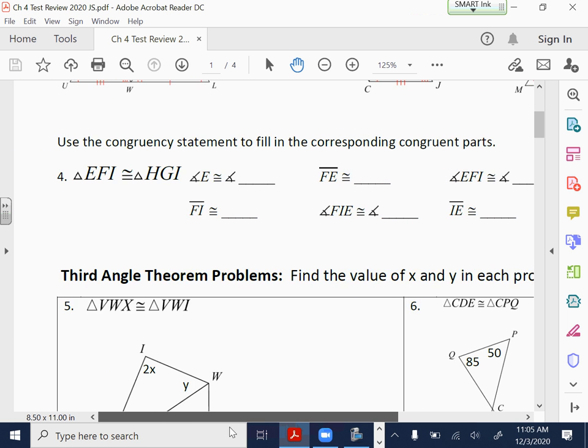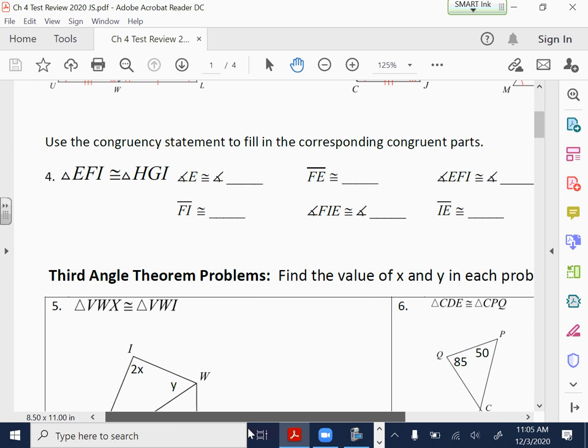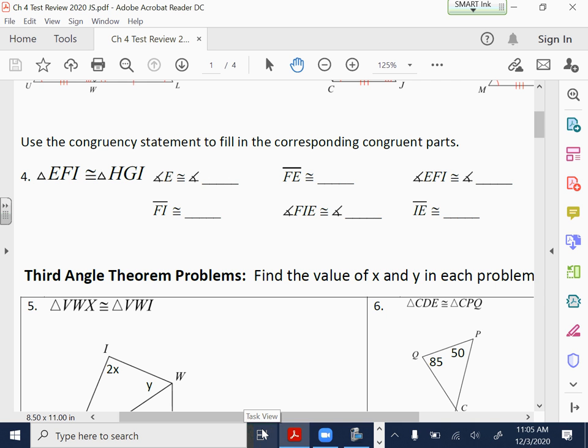So let's look at the next thing. Use a congruency statement to fill out the corresponding congruent parts. Let me see if I can get them all in there. Here we go. So basically, the reason you have to write it in a specific order is because there's a lot of things you can tell just by looking at this. So for instance, angle E is congruent to what angle? Well, if E was the first one, it's got to be congruent to the first angle here, so that's H. The segment FE has to be congruent to the segment HG because they're in the same spot. And it doesn't matter what order you put it in.